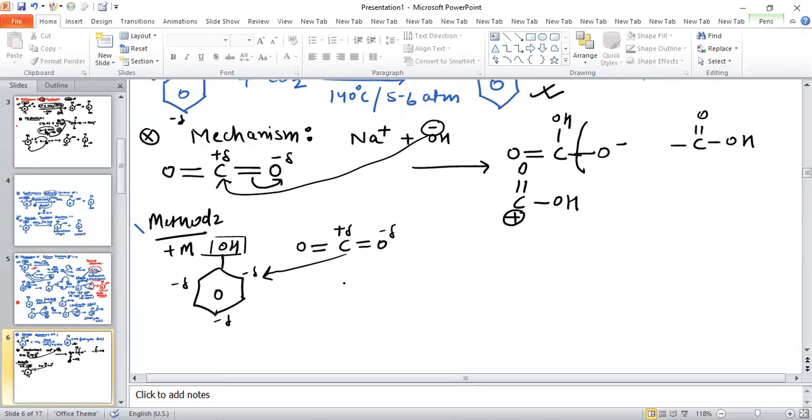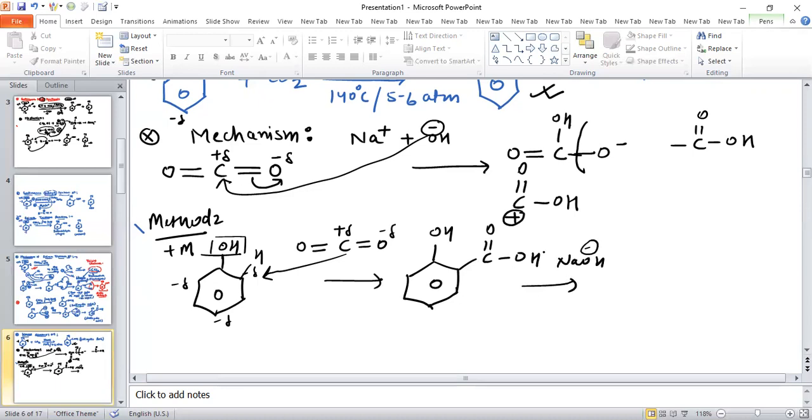When this electrophile attacks at this position, what happens? You can see there is one hydrogen also, so this hydrogen will shift onto the oxygen. So it will be OH and COO negative. When this hydrogen shifts onto this, it will be a COOH group. But the medium is basic, because we are using NaOH, so an acid-base reaction will also take place.